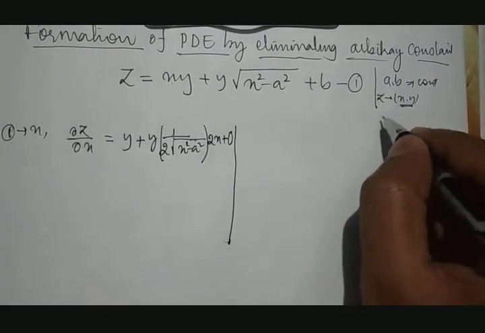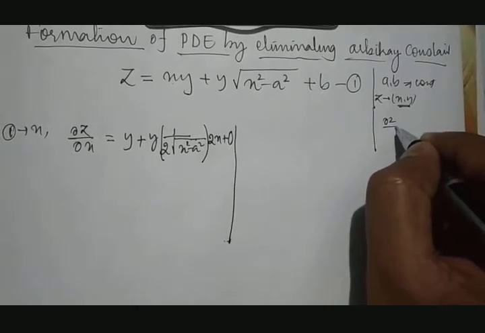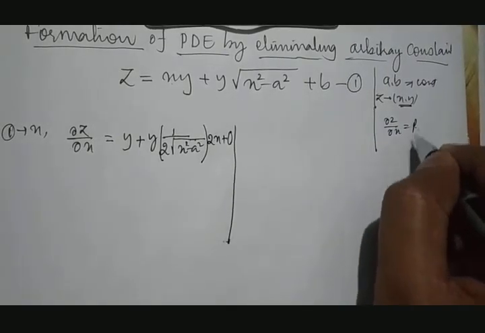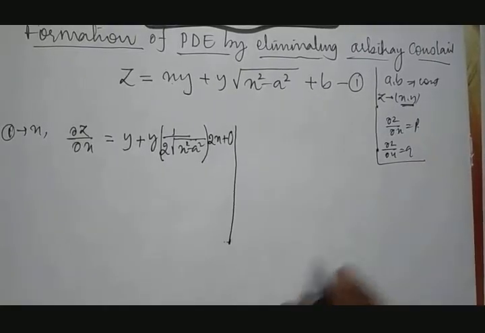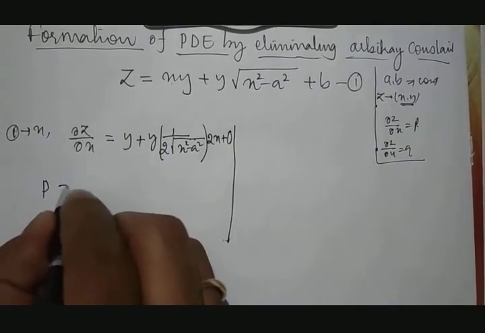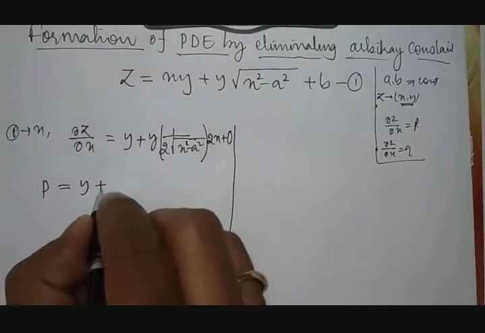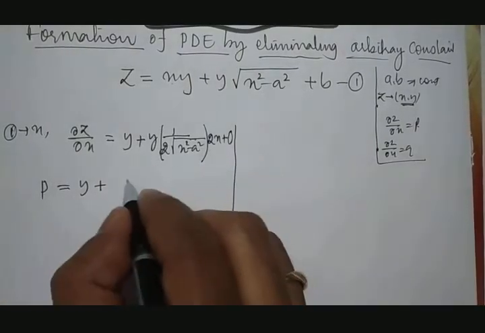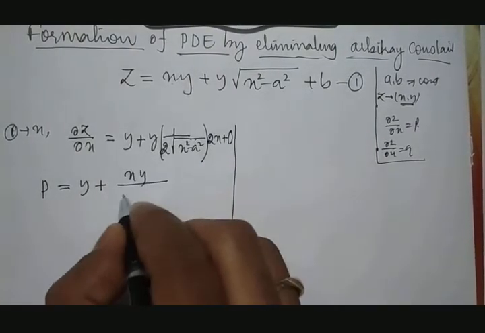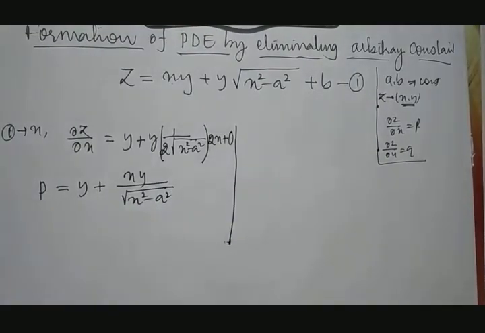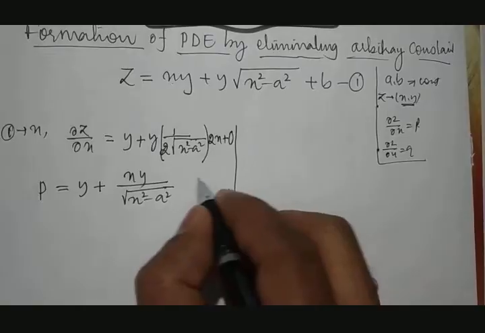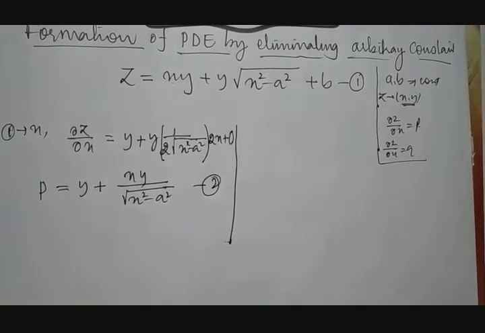Therefore, we all know the notations. Dou z by dou x will be taken as p and dou z by dou y will be taken as q. Therefore, this is nothing but p is equal to y plus 2 to cancel, xy divided by square root of x square minus a square. Fine. So this is equation number 2.